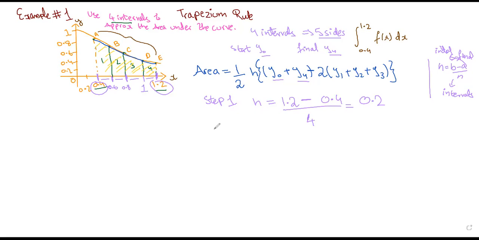So step 2 is to make a table, where you will have x's here, you will have y's here.